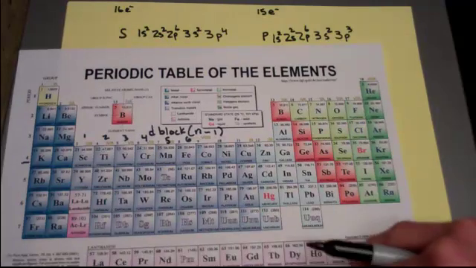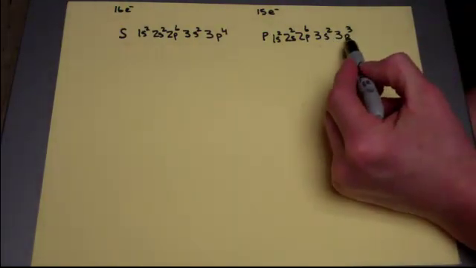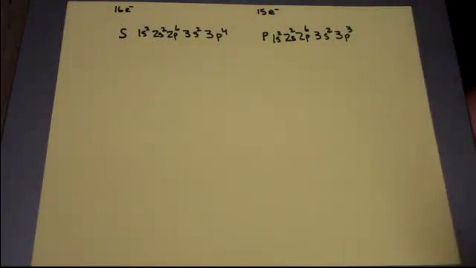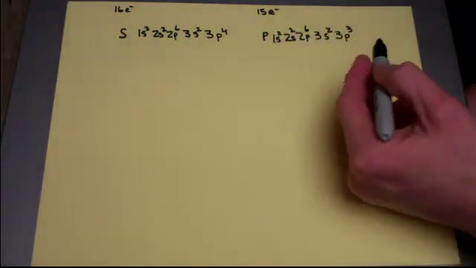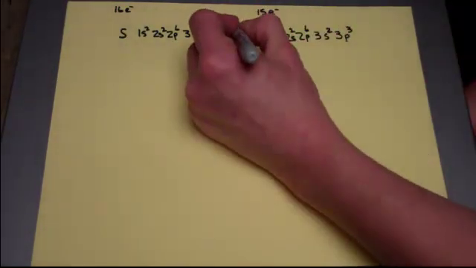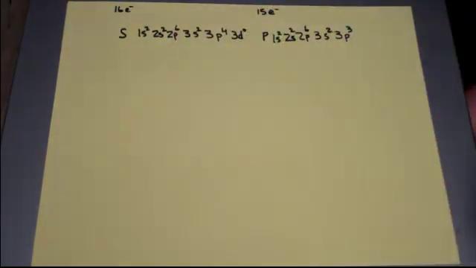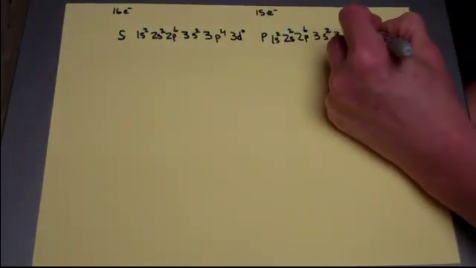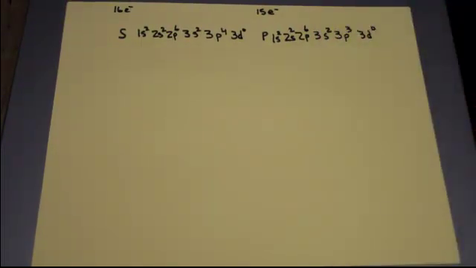The one thing that's not shown in these electron configurations of sulfur and phosphorus is that the third shell does have d subshells. They're just not being used because there are no more electrons to fill them. But they do exist. Essentially, there are no electrons in the 3d subshell, so it would be 3d0.